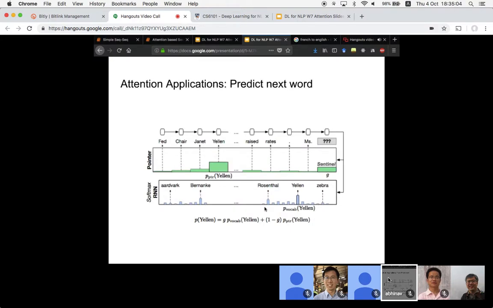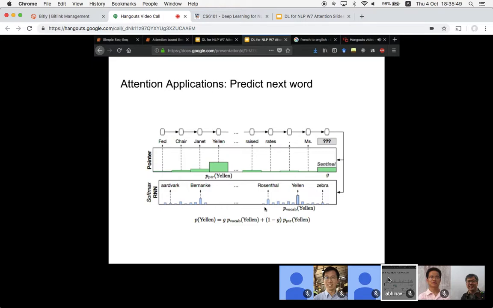Actually, attention can be applied to many areas, so I just read one example. You get a sequence of words, then you want to predict the next word. How do you do that? For this sentence, it's "fed chair Janet Yellen, race," and then it's "Mrs. whom." For us, we can see that most probably it is still Yellen, the text that appeared previously. What if this name, Yellen, when you train this model, you didn't put it into the training data set? What if it is not inside there?